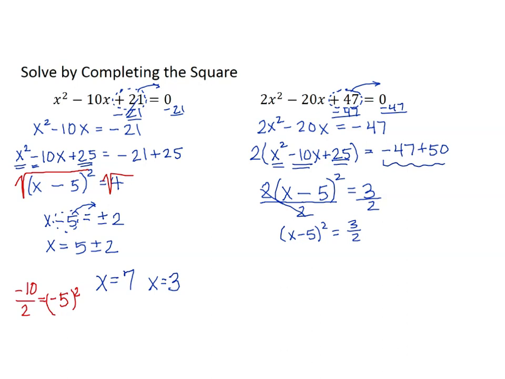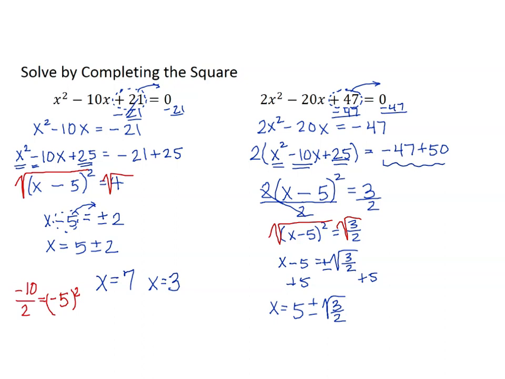Now I'm going to go to the step where I square root both sides. When I square root both sides, on the left I have x minus 5. On the right, I just have the square root of 3/2. Right? So, plus or minus. So when I add 5 to both sides, I can't add them on the right because they're not like terms. So I can leave it as 5 plus or minus the square root of 3/2. That would be my final answer, and that would give us 2 solutions.